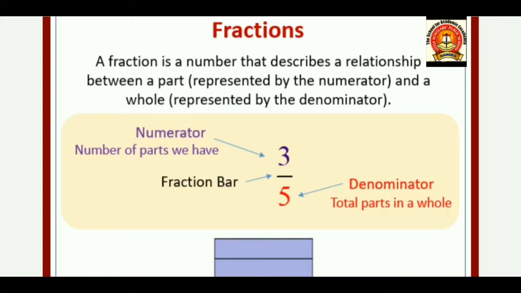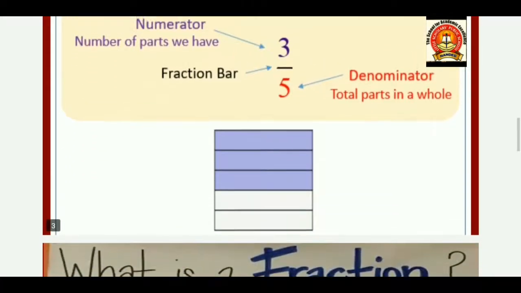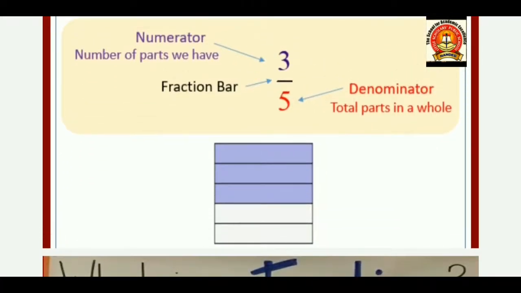For example, I want to say that in one class total children are 30 and out of that 18 are boys. So how can we write it? 18 upon 30. That is, 18 parts are boys out of 30. That is also an example of a fraction. This is a daily life example of a fraction. So here you can see 5 parts are there, 3 parts are shaded, and that is 3 parts out of 5.